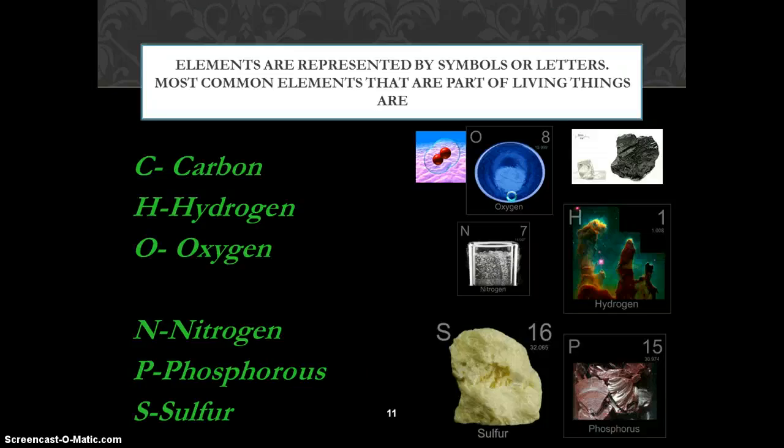Now, in life, the most common elements are carbon, hydrogen, oxygen, and nitrogen. They are the major elements and make up 96% of living organisms. Then you have phosphorus and sulfur. For example, carbs contain carbon, hydrogen, and oxygen. Lipids contain carbon, hydrogen, and oxygen. Proteins can contain carbon, hydrogen, oxygen, nitrogen, and sulfur. And nucleic acids contain carbon, hydrogen, oxygen, nitrogen, and phosphorus.